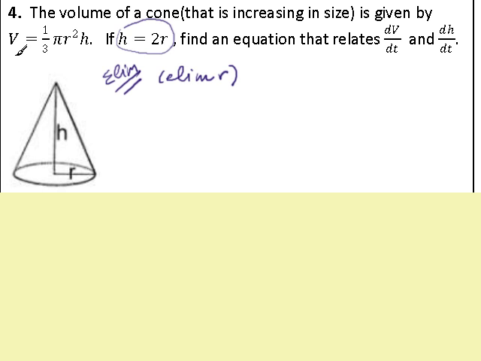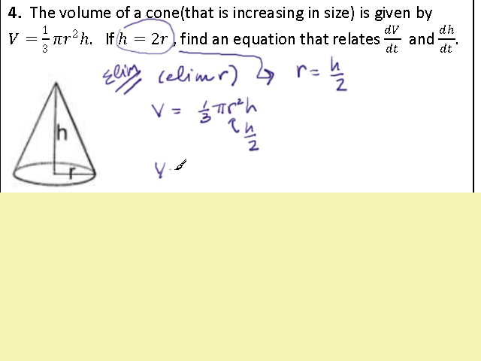Again, we do the eliminate step when we have three variables, like in this equation, V, r, h. Eliminate the one that we're not interested in. So if we want to eliminate r, well, h is equal to 2r. We have to solve for r. So r is equal to h over 2. Let's take that volume equation and put h over 2 right here. So we have V is equal to 1/3 pi (h over 2) squared h.